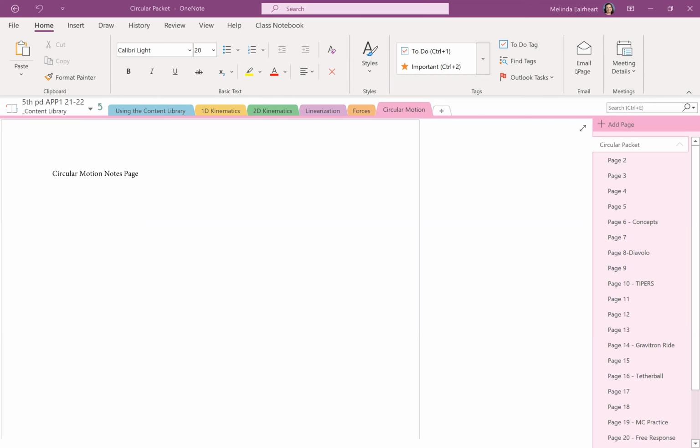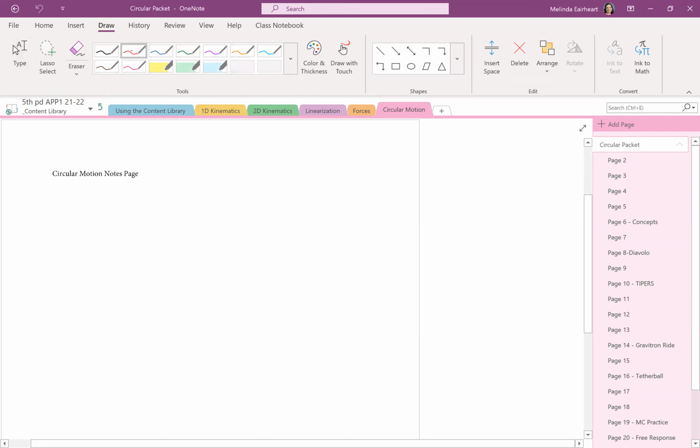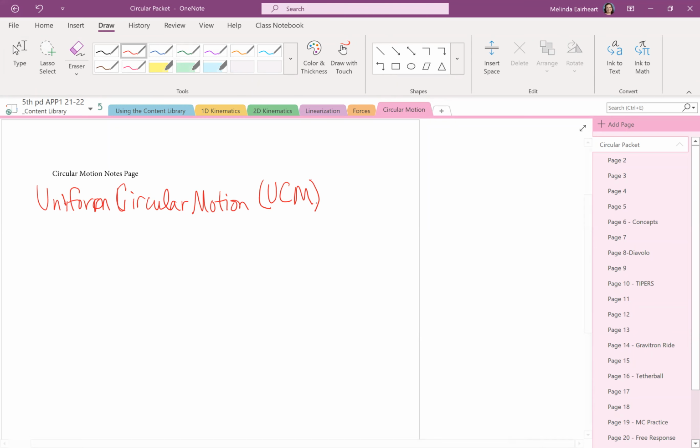And so to get this started, most of your problems are considered uniform. Uniform circular motion. Or you may see it abbreviated in some books or review books or videos as UCM. And so uniform circular motion, unless they make a change, remember AP always loves to make a change there at the end, has a constant speed.